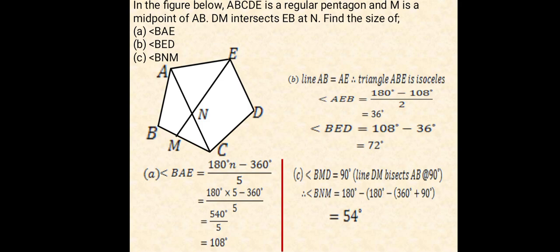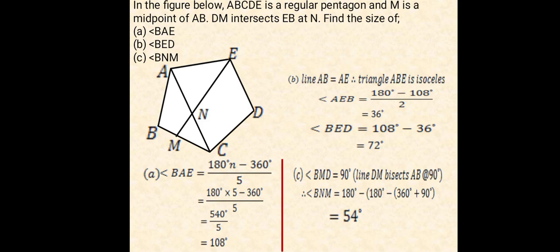In the figure below, ABCDE is a regular pentagon, and M is the midpoint of AB. DM intersects EB at N. Find the size of a) angle BAE, b) angle BED, and c) angle BNM.